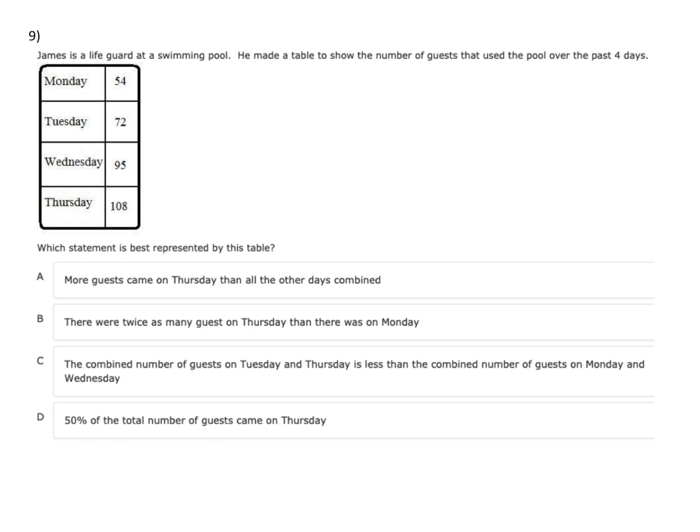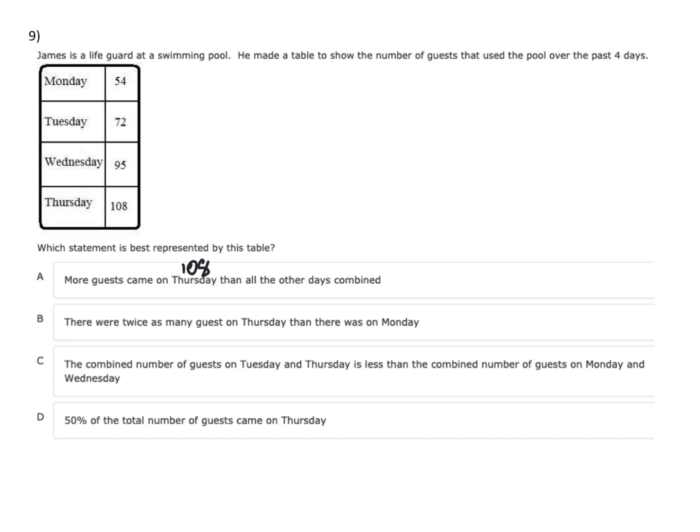Number 9 says, James is a lifeguard at a swimming pool. He made a table to show the number of guests that used the pool over the past 4 days. Which statement is best represented by this table? So we have a bunch of statements that are comparing each day to each other. So A says more guests came on Thursday, which is 108, than all other days combined.